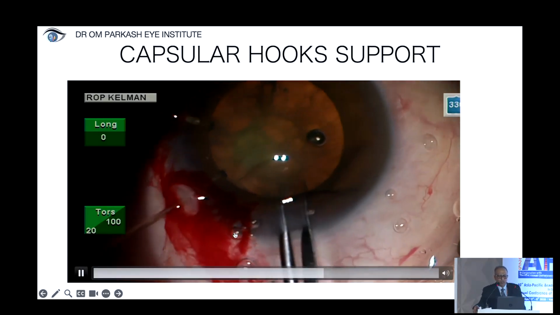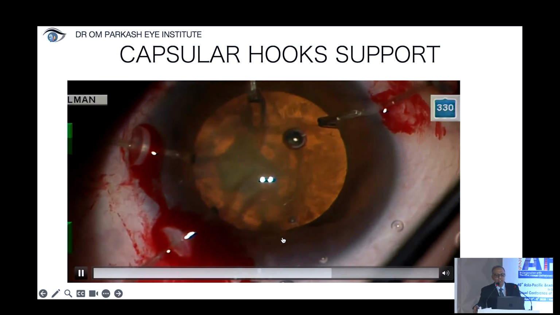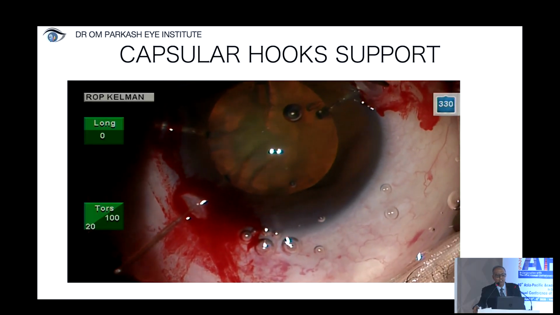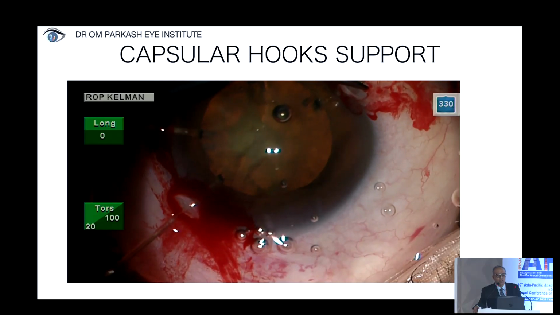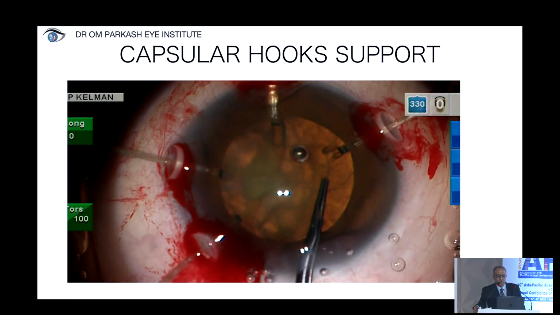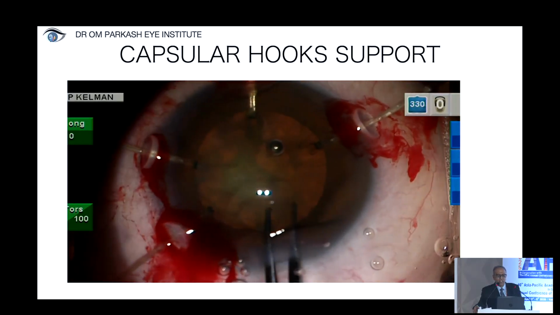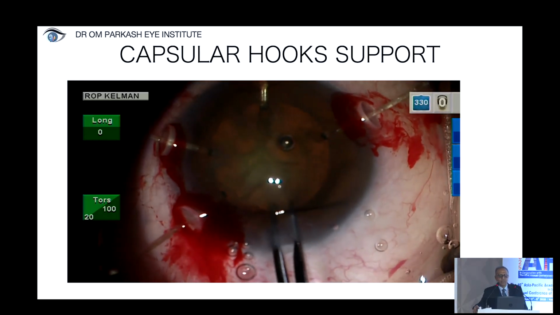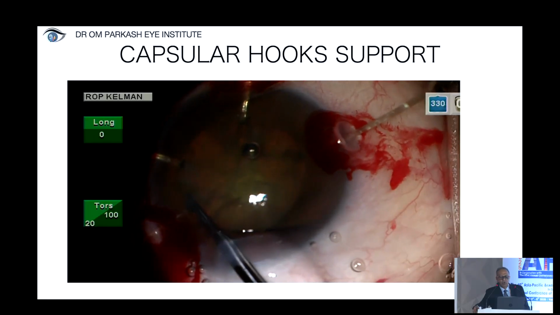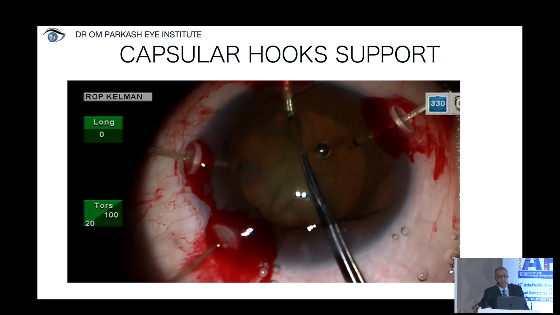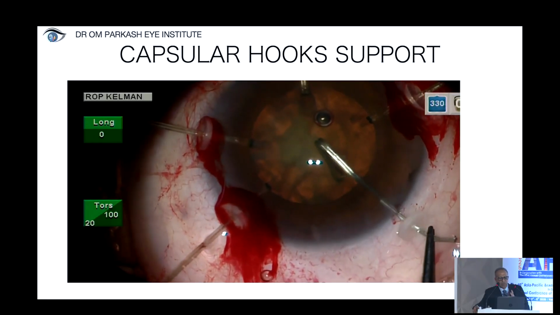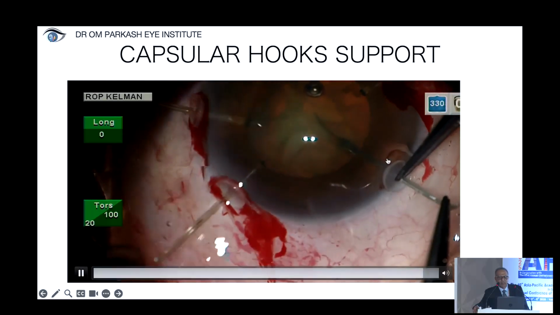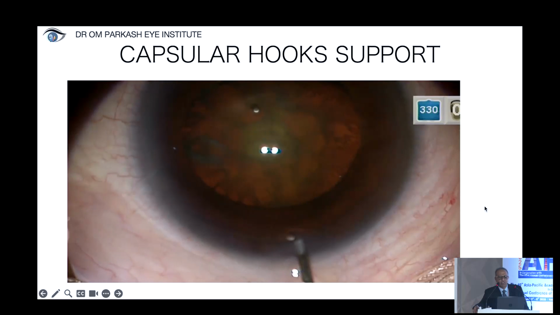So this is how the capsular rexis was completed in this patient. I used 3, or at times one can use even as many as 5, to your advantage. Now the capsular rexis is moving without any problem, because the capsular hooks have been able to provide me with artificial zonules. Once this is done, there is adequate support, and one can continue with phacoemulsification.